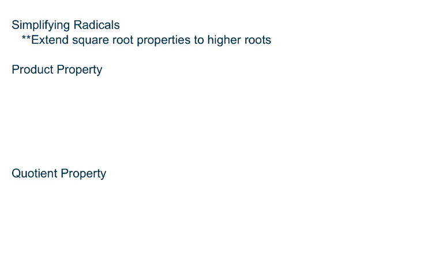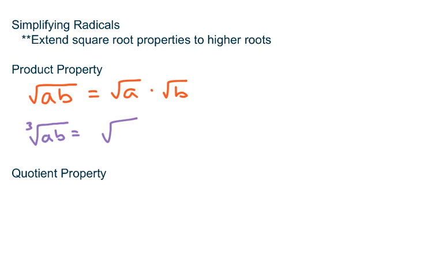If you remember from chapter 3, the product property says if we have the square root of a product, square root of A times B, we can break that up into two square roots, the square root of A times the square root of B. Well, now let's say we had the cube root of AB. It works exactly the same way. We can make this the cube root of A times the cube root of B.